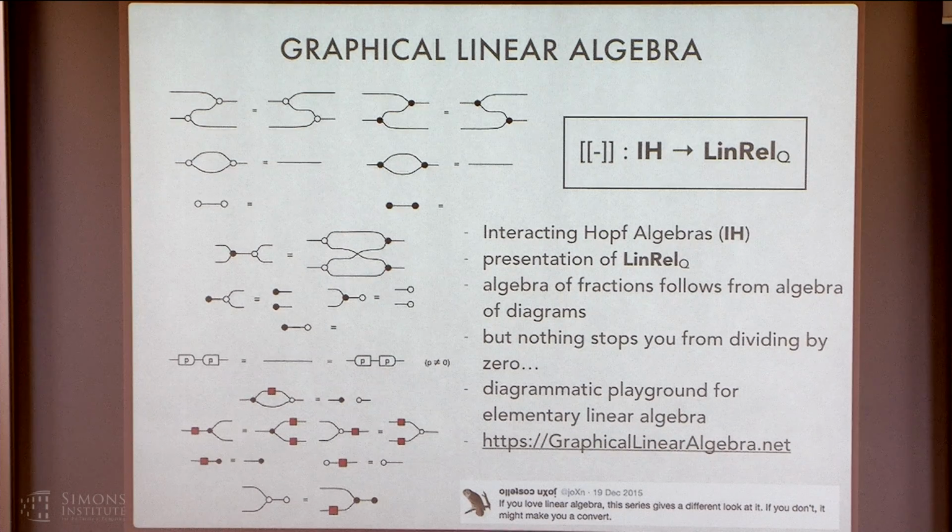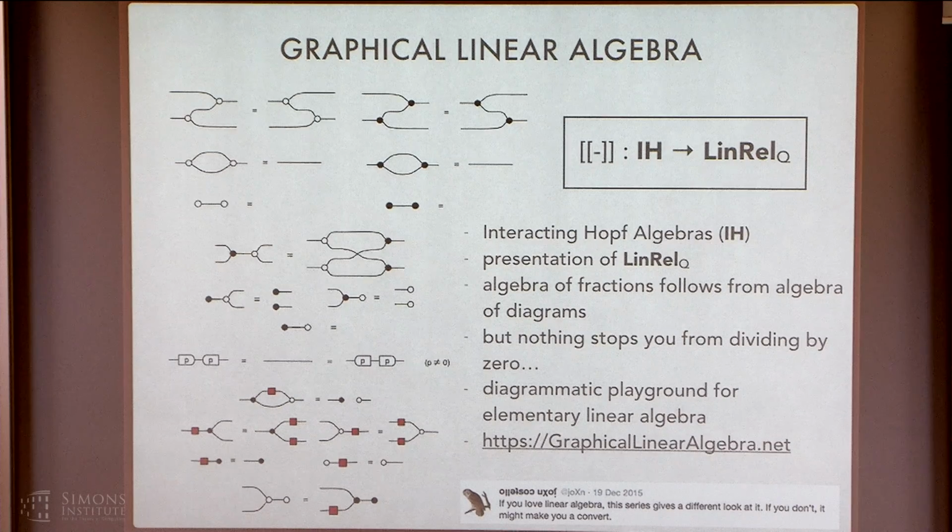So we figured all this out, and actually, I should say that this is now no longer merely a functor. This is actually an isomorphism now. So this is really a presentation. It's an isomorphism of symmetric monoidal categories. So this is a presentation.